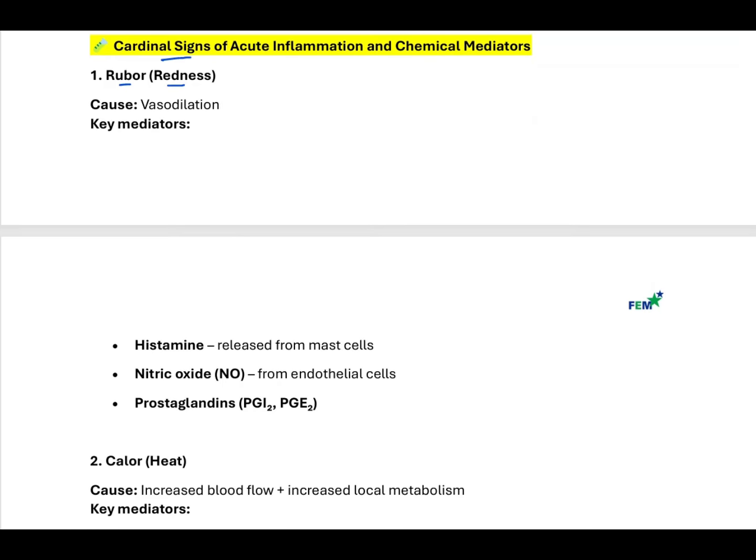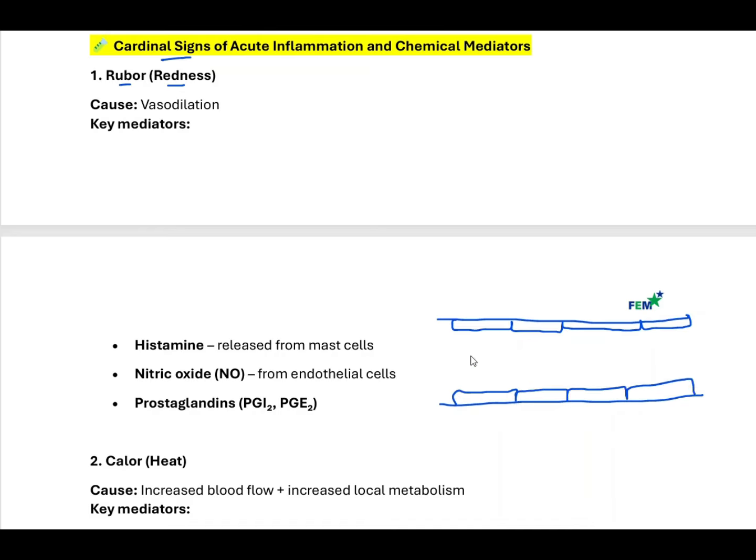And what's causing this redness? Let's say this is the blood vessel, and as we know, the blood vessel is lined by endothelial cells. Let's imagine that there is an injury or a bacterial infection in the tissue. The first thing is vasodilation. There is release of histamine, nitric oxide, and prostaglandin, and this is going to cause vasodilation, to dilate the blood vessel.